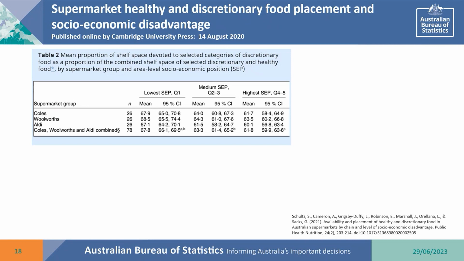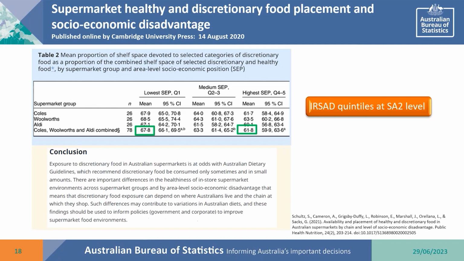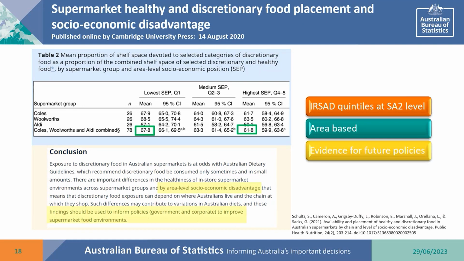There's a snip of some results from the study, and they found that the average space that was used for less healthy foods was larger for relatively disadvantaged areas than it was for advantaged areas. The project used ERSAD at SA2 level, and they attached it to their own data collection of the sample of supermarkets that they included. In their conclusion, they talk about area-based and not individuals, and we can see that they're talking about the results being potentially useful for targeting low socioeconomic areas for further action.